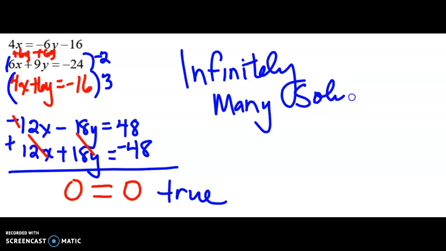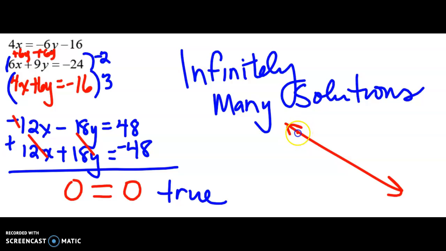And what the graph of that would look like, it's just like, here is a line. And the other line, if we were to graph it, would be right on top. So there are infinite solutions. Every point on that line.